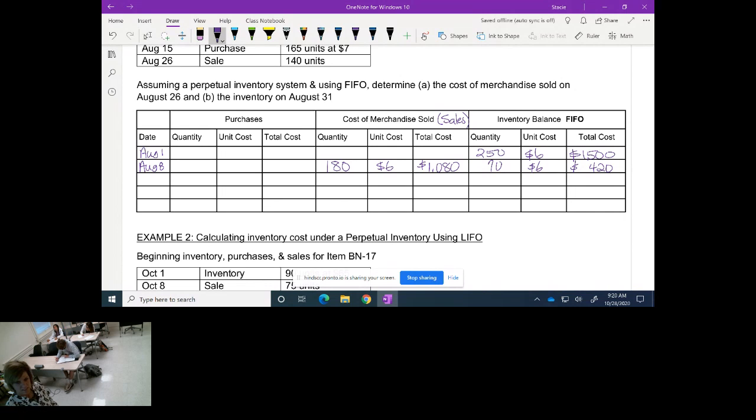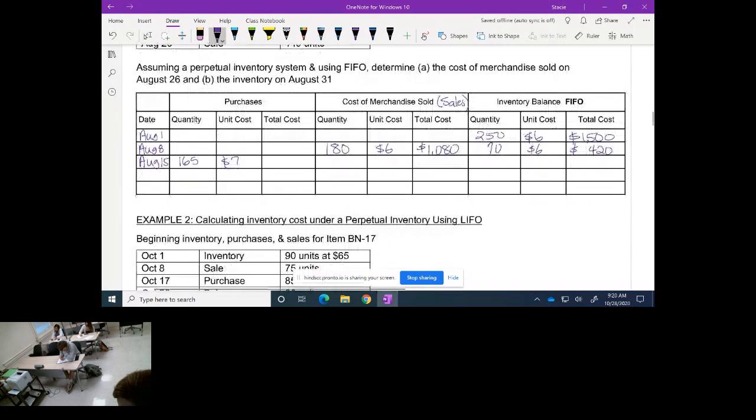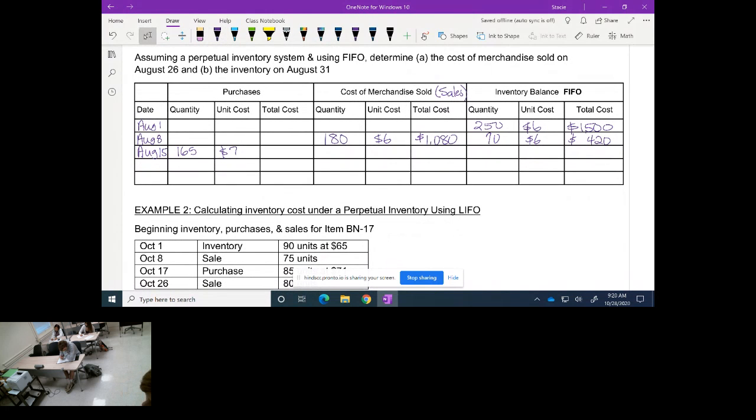Okay, on August 15th, we are purchasing 165 units at $7. So we're going to show 165 units at $7. How much is my total purchase? $1,155. $1,155 is the total cost of my purchase.